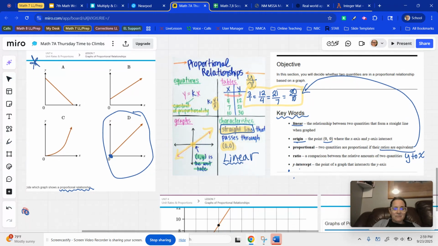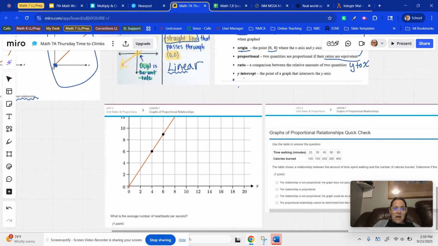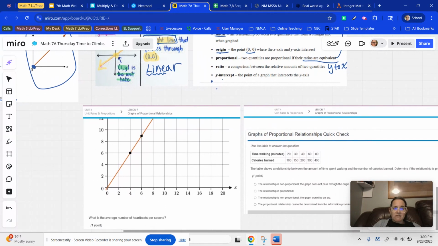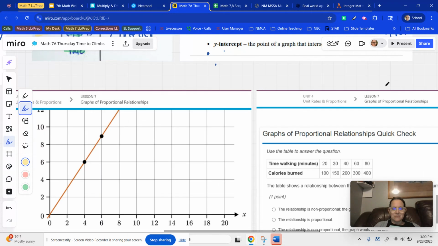Okay, let's look at some more problems here. This one says, what is the average number of heartbeats per second? Okay, so guys, here when it says per second, they're talking about the unit rate, okay? So per second means per 1 second, and that's the unit rate. I'm going to try to make this a little bigger so you can see that better.